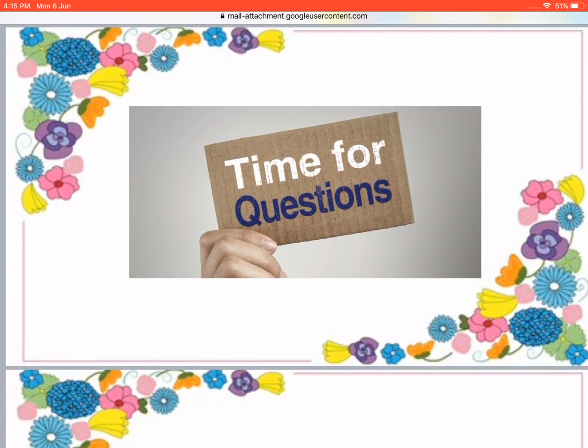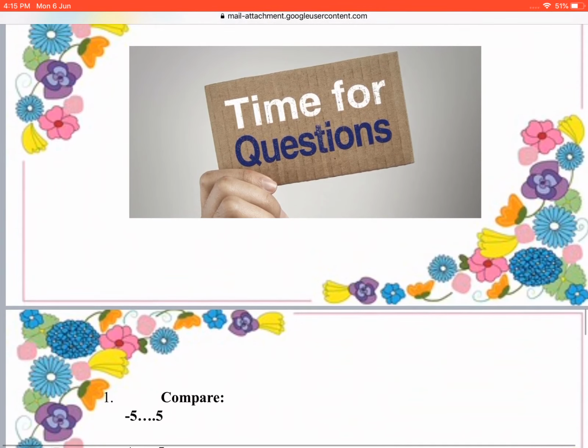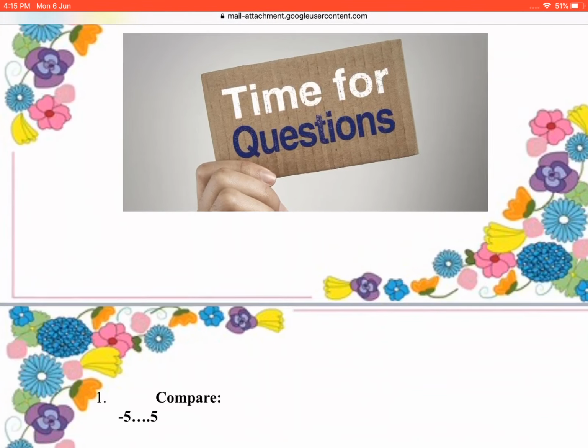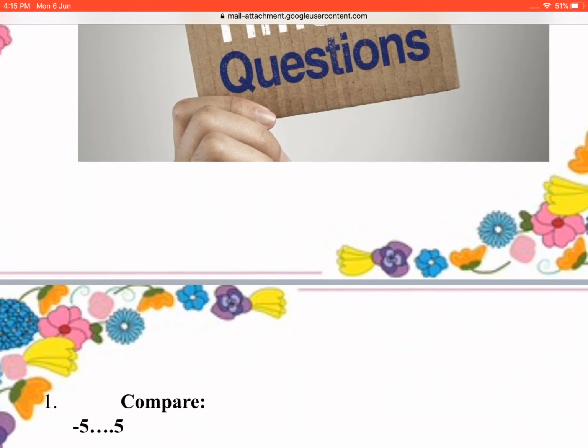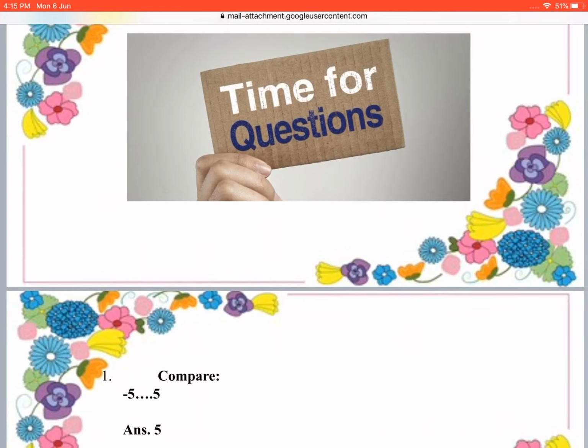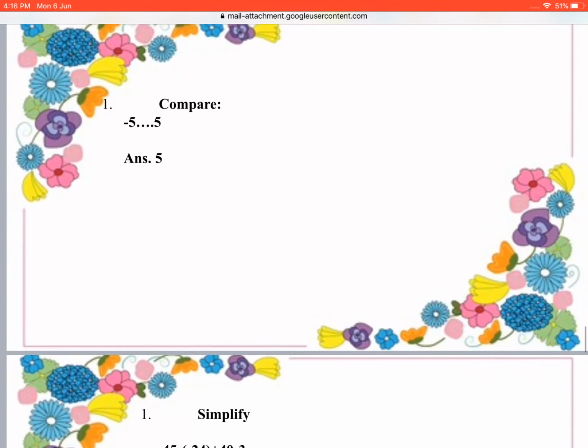Now it's time for some questions, right? So the first question is compare -5 and 5. So what will you get? See, as you keep on moving left hand side, the numbers will decrease. As you keep moving right hand side, the numbers will increase. So definitely 5 is bigger, right?